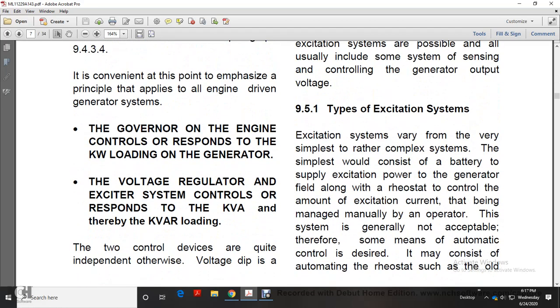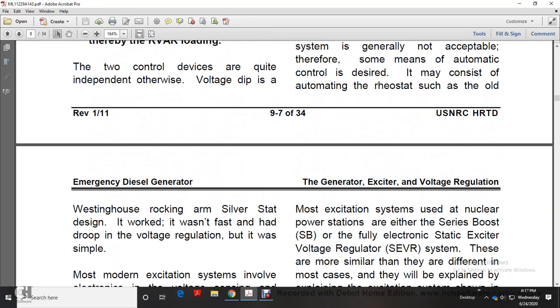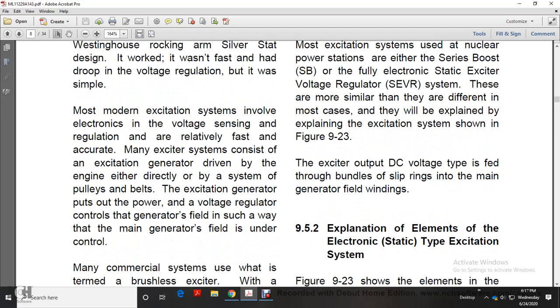9.5.1 Type of excitation system. Excitation systems vary from the simple to rather complex. A simple system will consist of a battery supply with excitation power to the generator field, along with a rheostat to control the amount of excitation current, being managed manually by the operator. This system is generally not acceptable, therefore some means of automatic control is desired. One may consider the automatic rheostat, such as the old Westinghouse rocking-arm design. It worked and wasn't fast, however, with drooping voltage regulation, but it was simple.